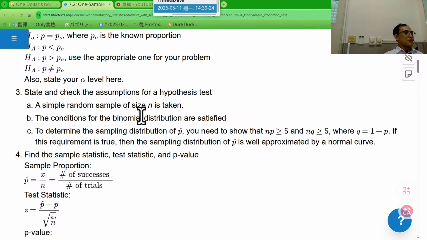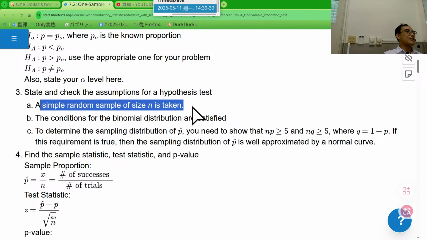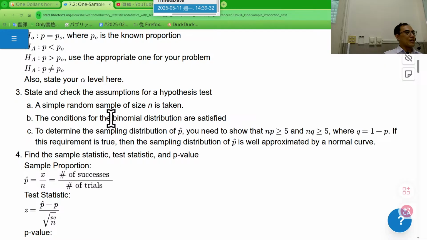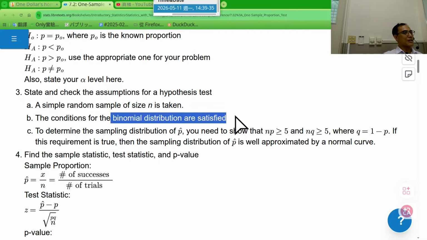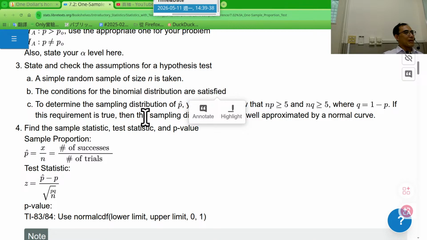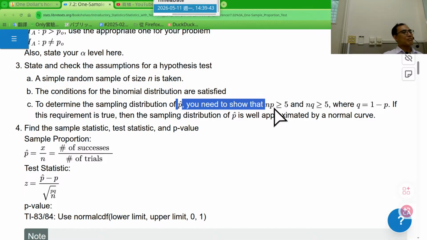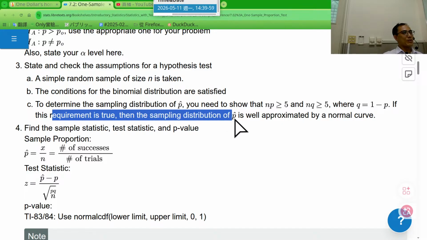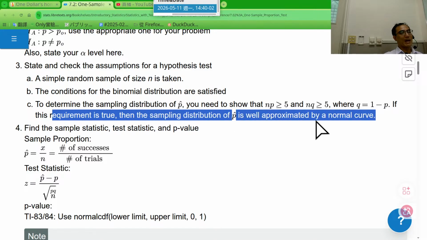State and check the assumptions. For the hypothesis test, a simple random sample of size n is taken. The conditions for the binomial distribution are satisfied. To determine the sampling distribution of p hat, you need to show that n times p is greater than or equal to 5, and n times q is greater than or equal to 5, where q is equal to 1 minus p. If this requirement is true, the sampling distribution of p hat is well approximated by the normal curve.